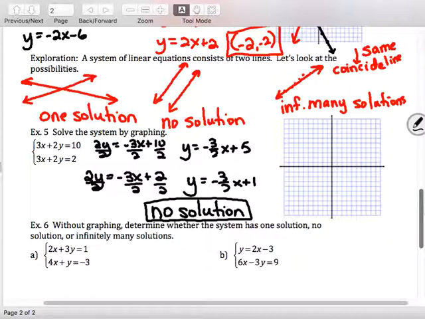So if I go up to 5, 1, 2, 3, 4, 5, and I go down 3, right 2, down 3, right 2, and then I plot a y-intercept of 1, and I go down 2, right 2, you can see they're parallel. So the solution to a system of equations is an ordered pair.